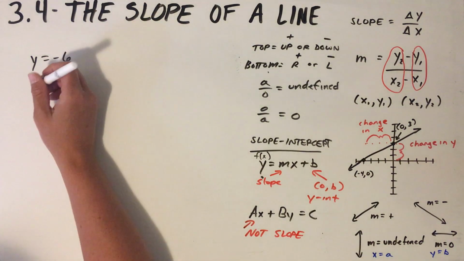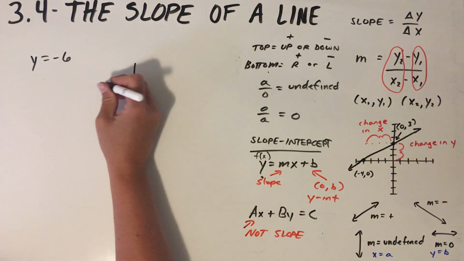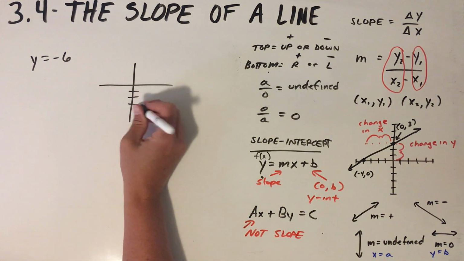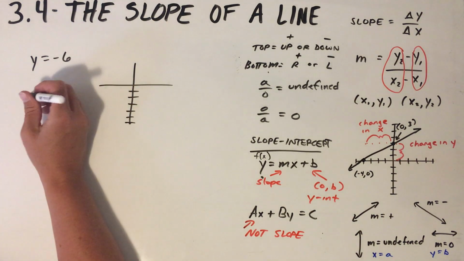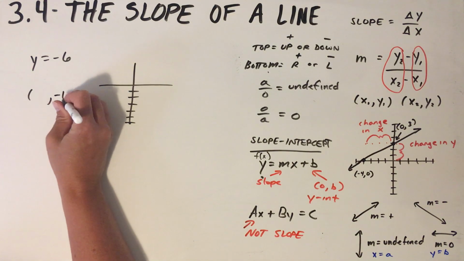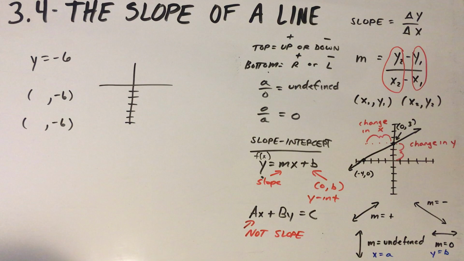But what does this line look like? Remember that y equals a number is a horizontal line at the point y equals -6. This means that every time, no matter what, in my ordered pair, the ordered pair has -6 as the y value.